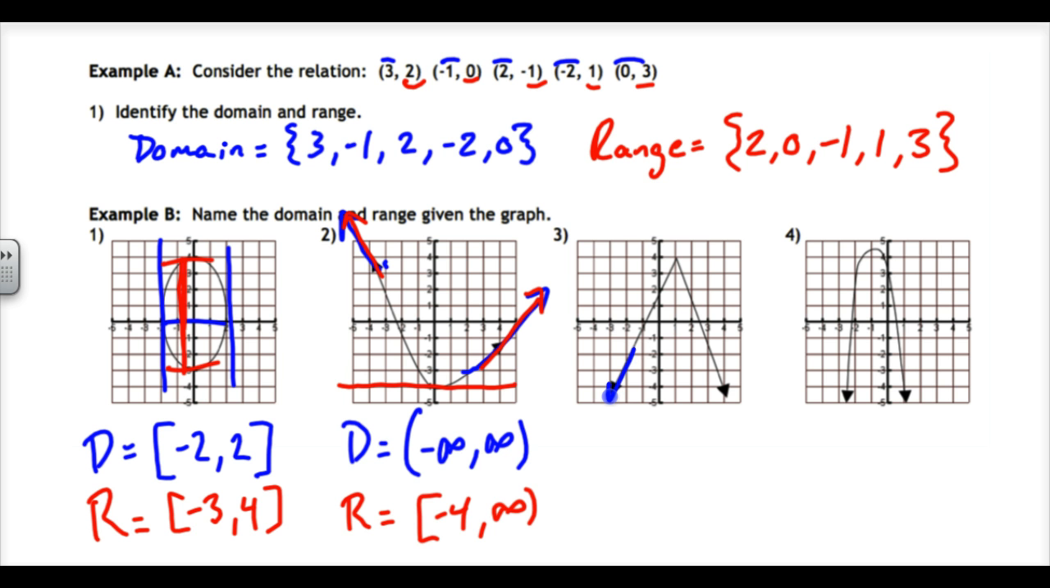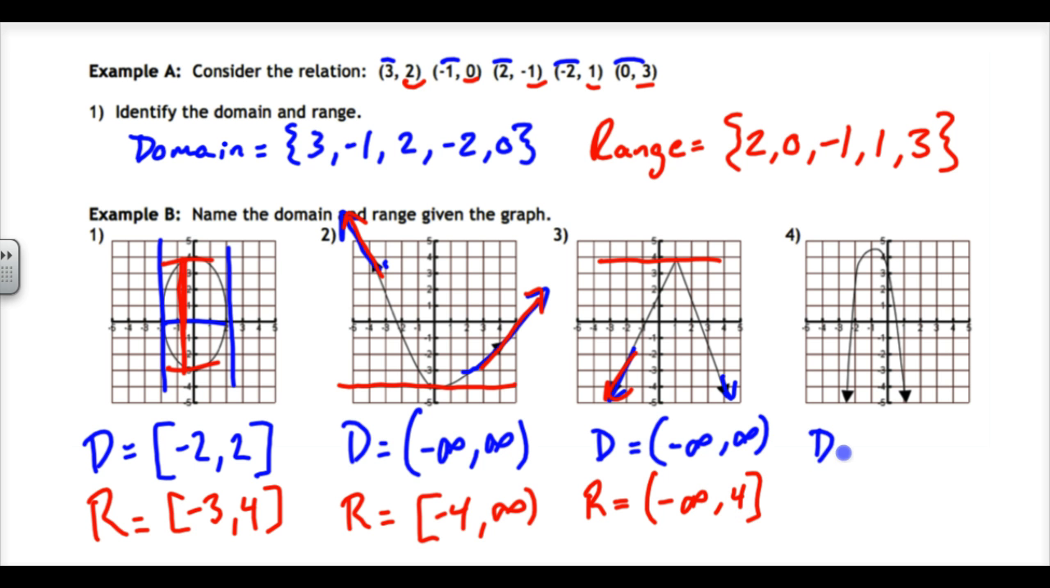Number 3, same deal. These arrows extend forever, so it goes forever left and forever right, which means the domain is -infinity to infinity. And the range, we start with the lowest number, it goes down forever, so that would be -infinity. And the highest that graph ever gets is 4. So -infinity to 4.